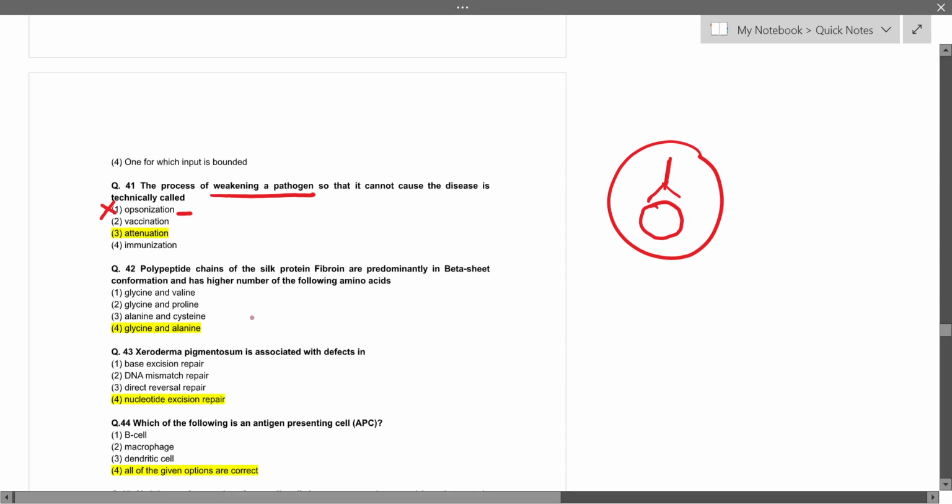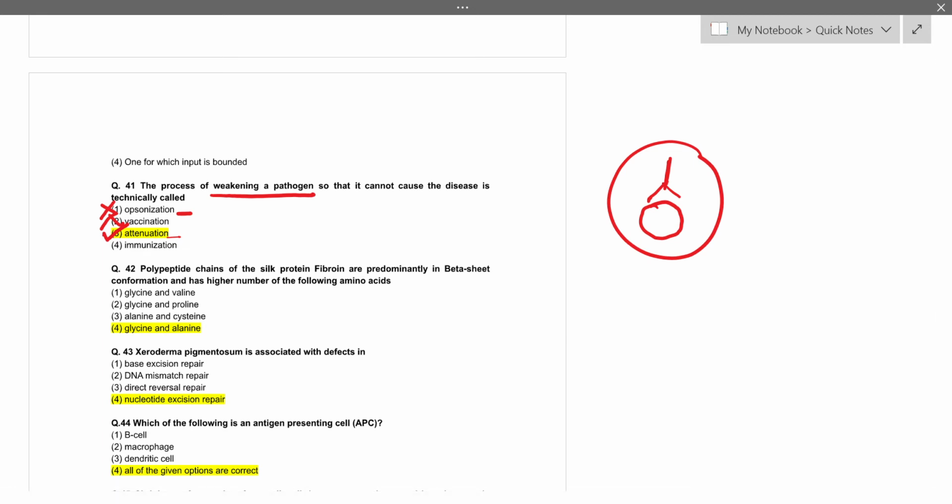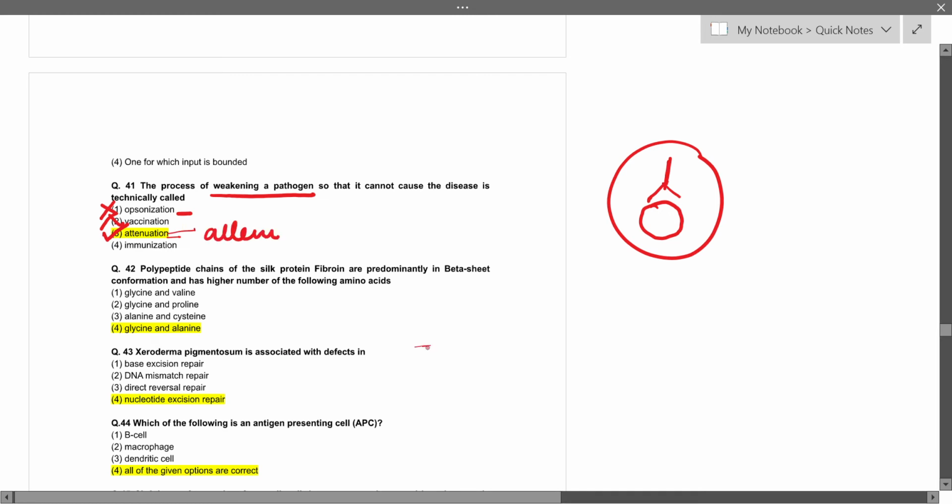Vaccination, no. Vaccination is not the weakening of the pathogen. Next is attenuation. Yes, attenuation is the correct option, in which we slightly heat the virus or the bacteria so that it becomes very weak and cannot cause any disease in the body. Then we can put it in the body as a vaccine, and our body can recognize it and produce antibodies against it. Such vaccines are called attenuated vaccines. So the process is called attenuation.